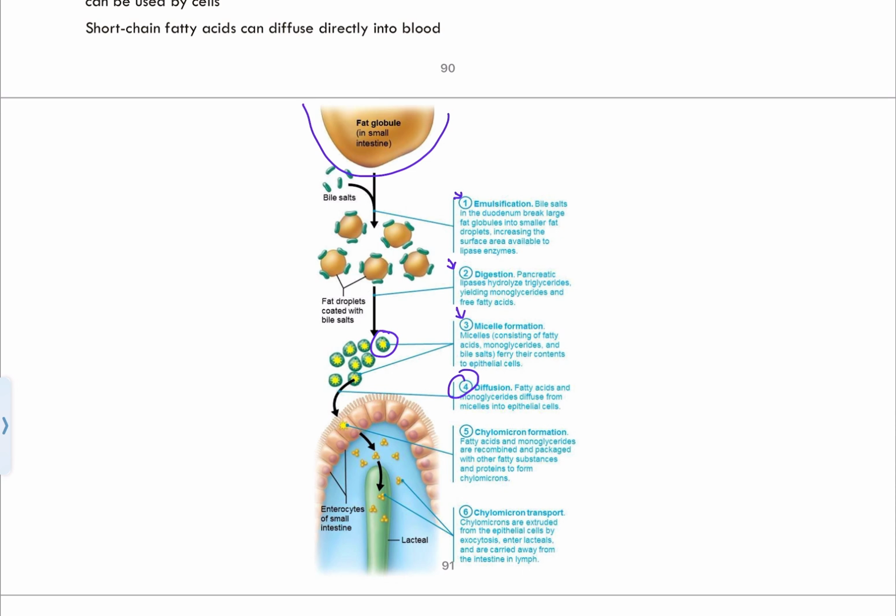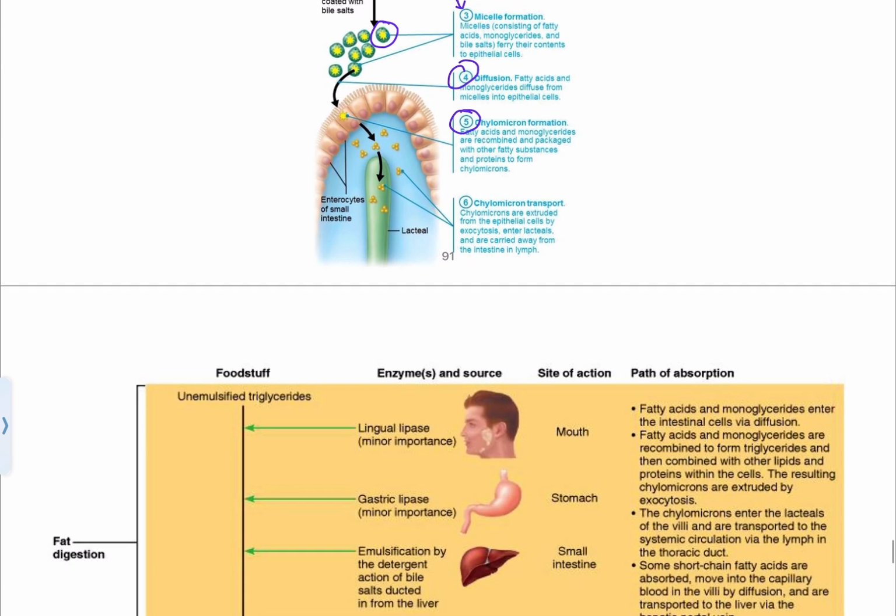So we're going to have fatty acids and the monoglycerides diffuse from the micelles into the epithelial cells. Once we have these in the epithelial cells, we're going to get chylomicron formation, where the fatty acids and the monoglycerides are going to be recombined and packaged with other fatty substances and proteins to form the chylomicron. The chylomicron is actually what is exocytosed from the basolateral side of the enterocyte itself and ultimately taken away into the lymph.